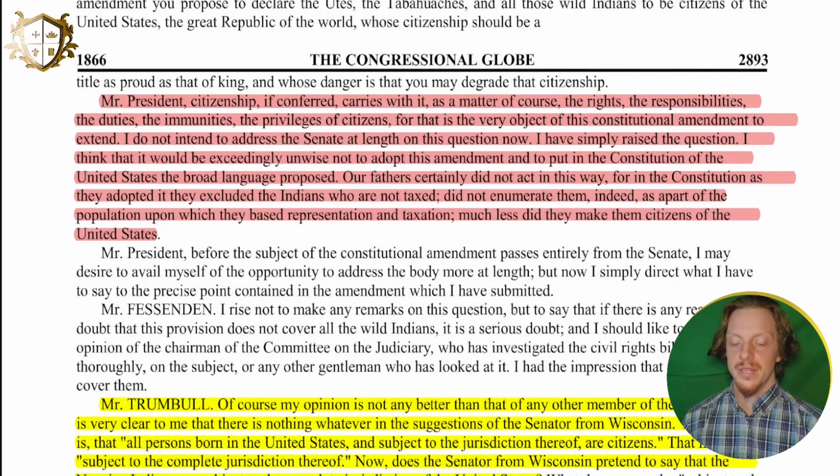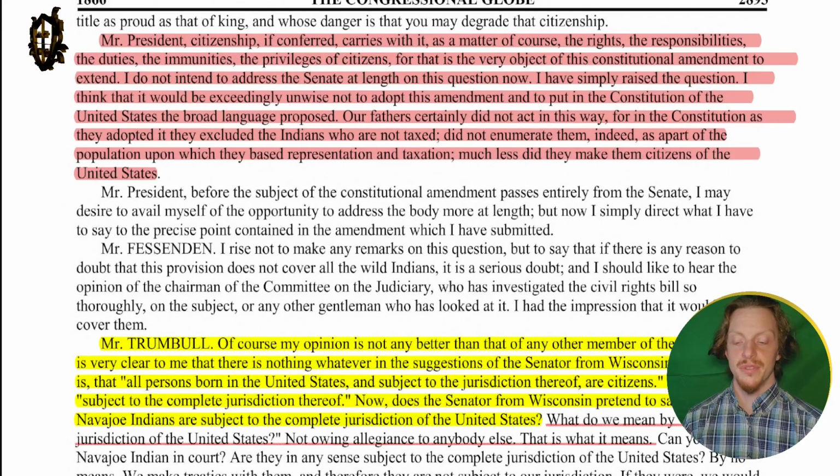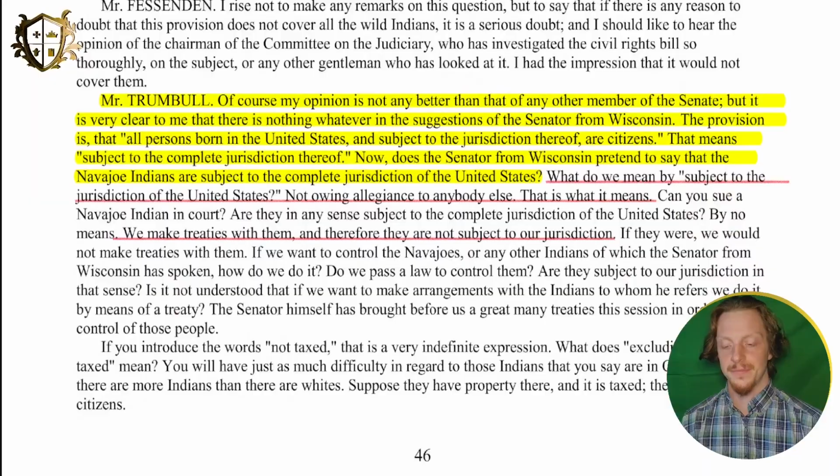Our fathers certainly did not act in this way, for in the Constitution as they adopted it, they excluded the Indians who were not taxed, did not enumerate them, indeed, as a part of the population upon which they based representation and taxation, much less did they make them citizens of the United States.